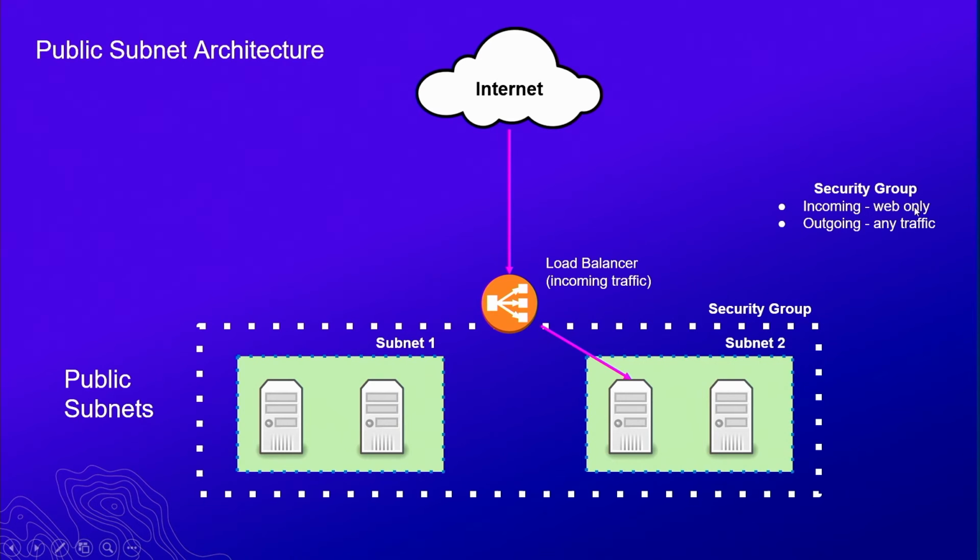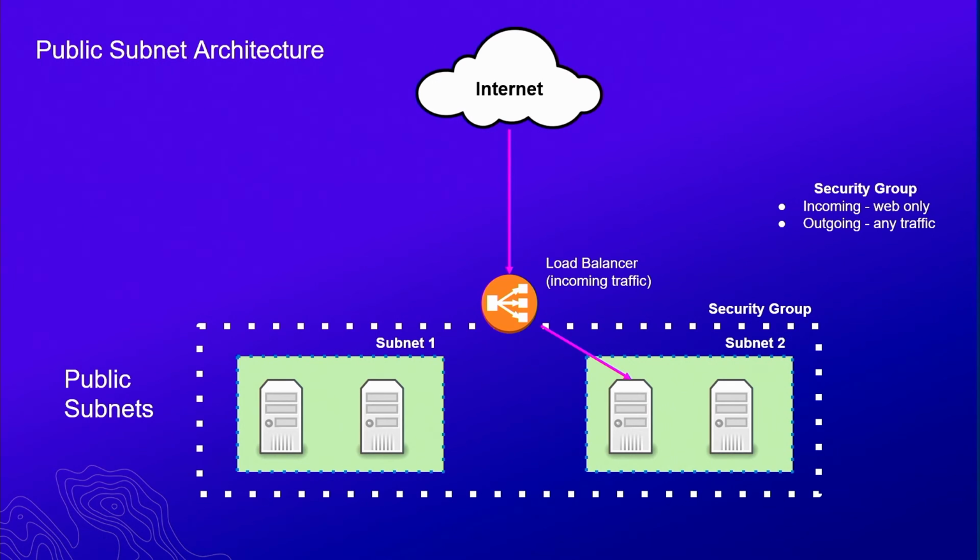Now, the default also in our security group is to allow any outgoing traffic. So if you're on these machines, you're in a web browser, and you want to look up a piece of information, you can. You can go out. You can go download something. But that is essentially the public subnet architecture that we have.